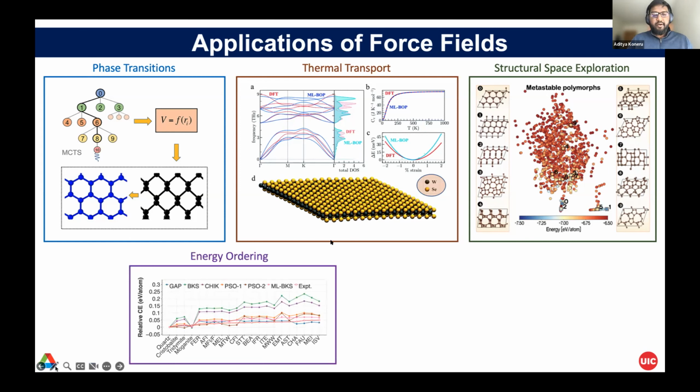Then another recent work that we have accomplished is a force field for silica, which is quite well known and very present in our everyday lives. There are about 21 experimentally realized polymorphs of silica. And as you can see, there are existing parameterizations: GAP, BKS, SHIK, PSO. These are the energetic ordering predictions, and the pink line, the MLBKS, is in here.